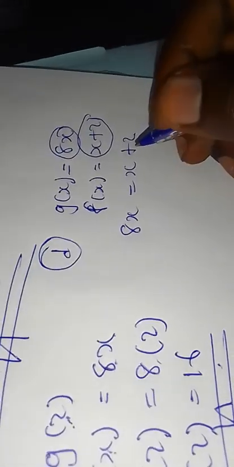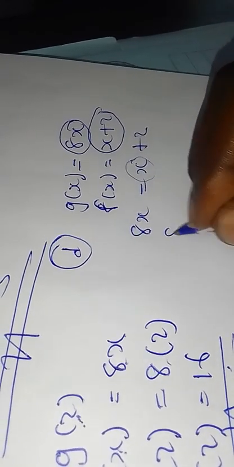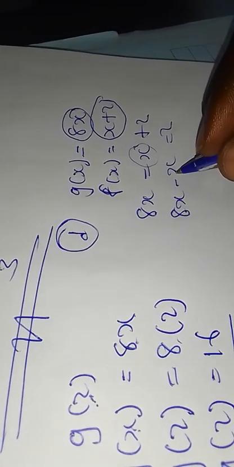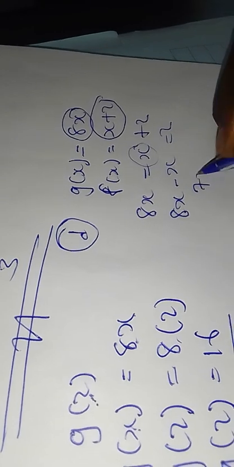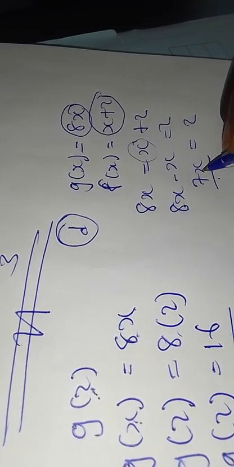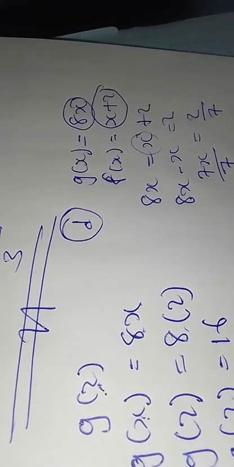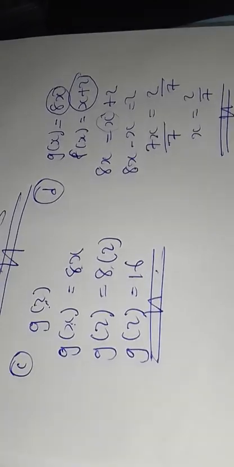So once you do that, you are now going to say this thing, it should come here: 8x minus x equal to 2. So this 8x minus 1x should give us 7x over 2. So this one, we want x to remain alone. We should divide by 7, divide by 7. x is 2 over 7. Okay, so that is that, and this is how we find these functions.